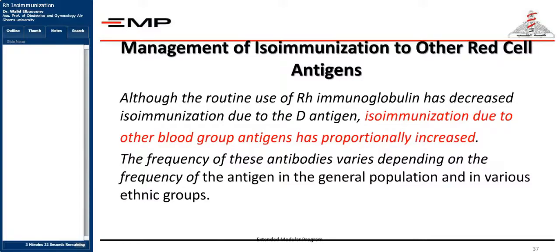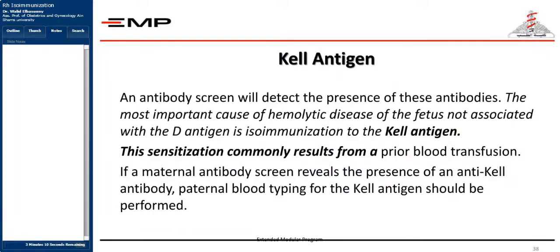So this is about the D antigen. Is it only about the D antigen? Although the routine use of Rh immunoglobulin has decreased the isoimmunization due to the D antigen, isoimmunization due to other blood group antigens has proportionately increased. The frequency of these antibodies varies depending on the frequency of the antigen in the general population and in various ethnic groups. Another very important antigen is the Kell antigen, and an antibody screen could detect the presence of this antibody. The most important cause of hemolytic disease of the fetus, in developed countries, is not associated with the D antigen of course, but is isoimmunization with the Kell antigen. This sensitization commonly results from a prior blood transfusion.